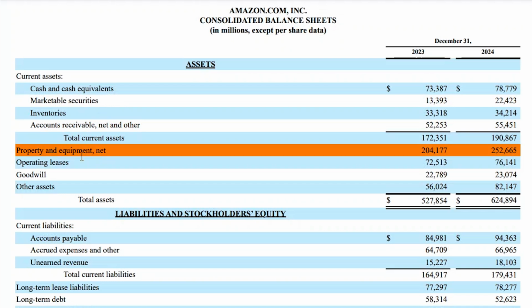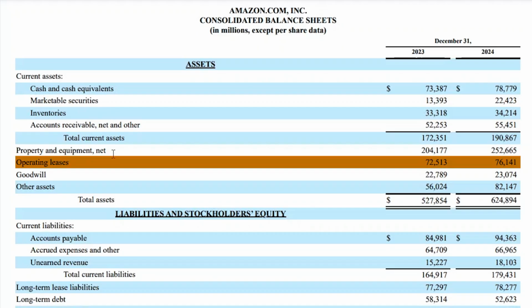Here we've got property and equipment, which is usually things like Amazon warehouses, data centers, etc. It's got that net there because it's net of depreciation. Just like when you buy a car, after you use it for a year, its value goes down. The same thing happens with the warehouses, fulfillment centers, etc. So that's why we've got that net to account for that depreciation.